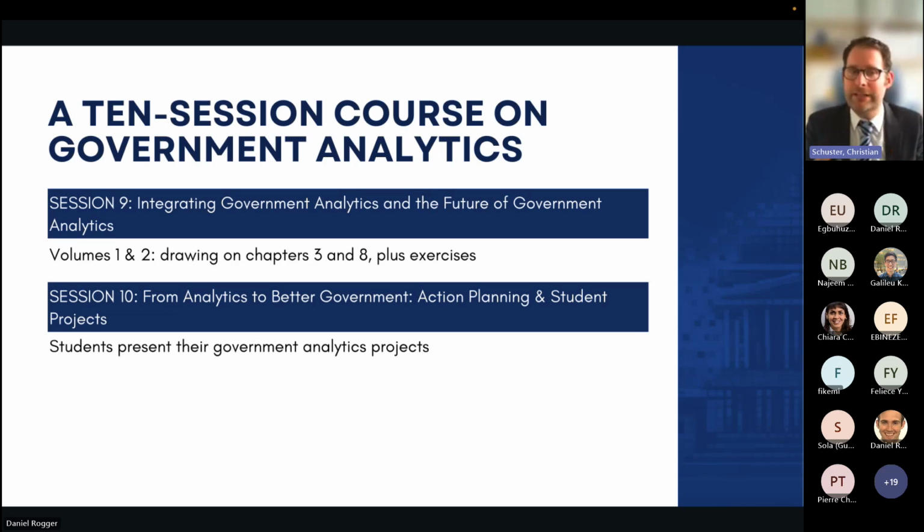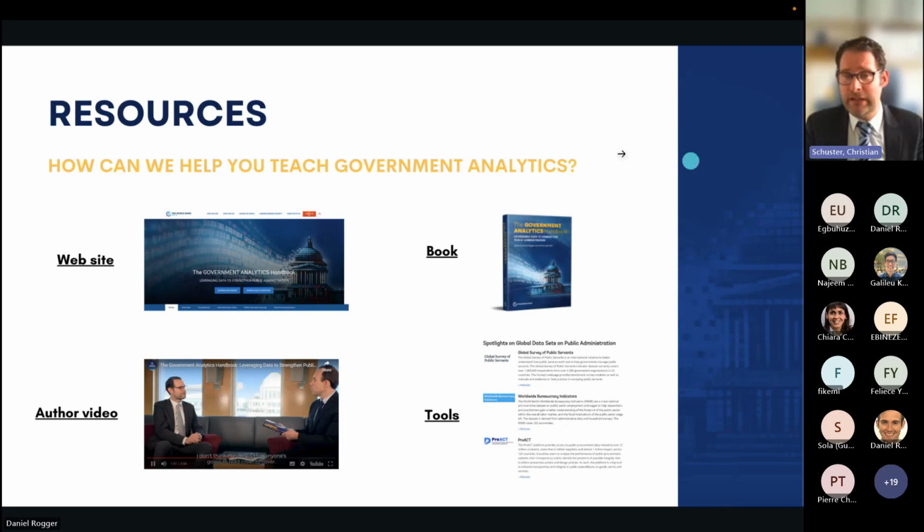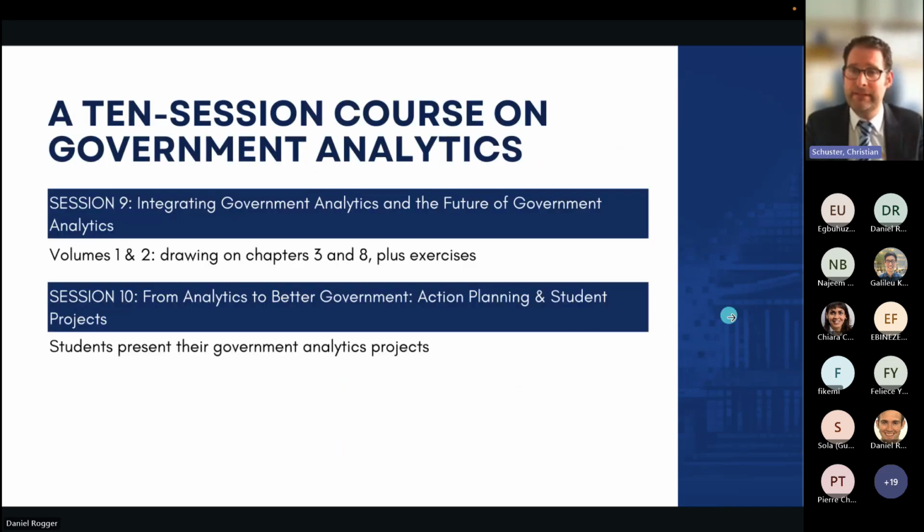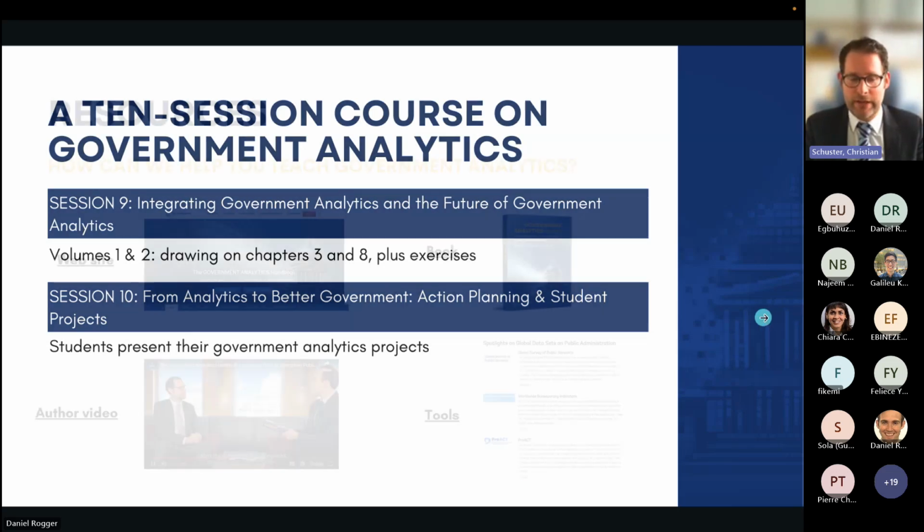But then it's also about how can you generate capacity for this kind of holistic assessment, for the analysis of all of these data sources inside government, which is ultimately then about the future of government analytics in your administration. And then we suggest that you dedicate session 10 really to students' projects, and then presenting their projects, showing you what they have done with their particular analytics, and then you helping them improve the project or giving them an assessment for that particular project. So this is a suggested structure for the course.